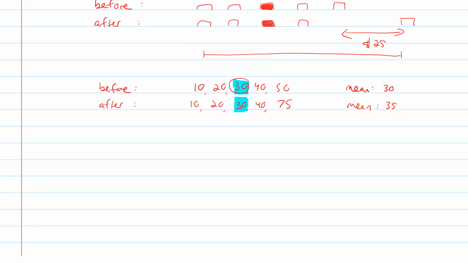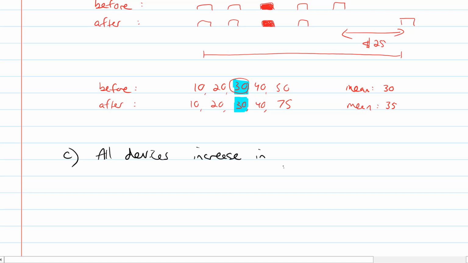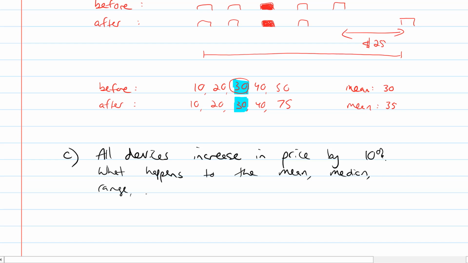Okay, let's do part C. All devices increase in price by 10%. What happens to the mean, median, range, and standard deviation? Hope you don't mind, I'm just going to abbreviate standard deviation by STD, and we're going to be as specific as you can.